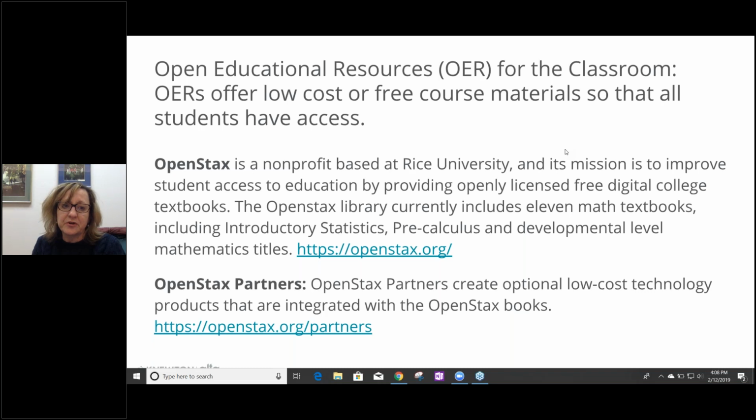But then there are technology companies that partner with OpenStax to bring over content and really provide that courseware option to students.